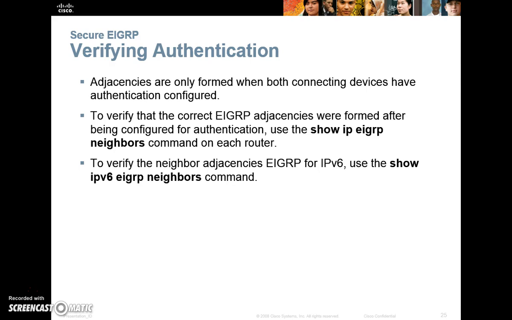So the adjacency will only be formed when both connecting devices have configured authentication and the key matches. To verify that your authentication has been set correctly on both routers, just do a show ip eigrp neighbors. Then make sure that both routers are able to form neighbors with each other. This means that authentication has been successful.